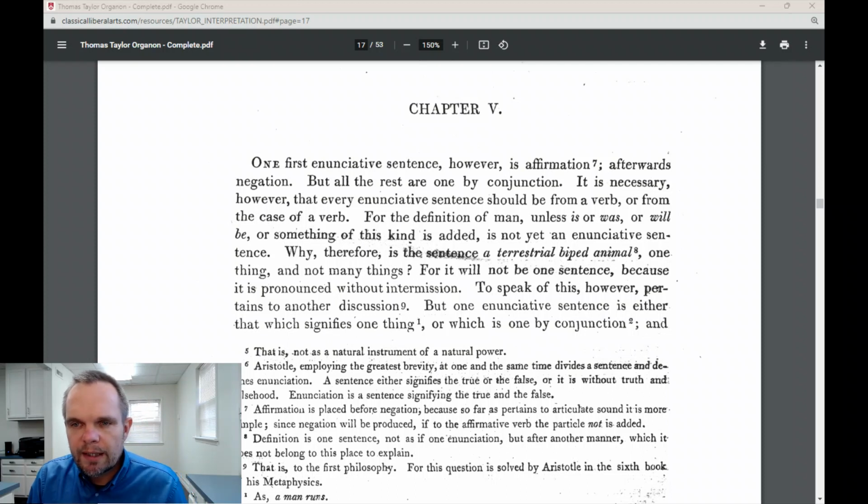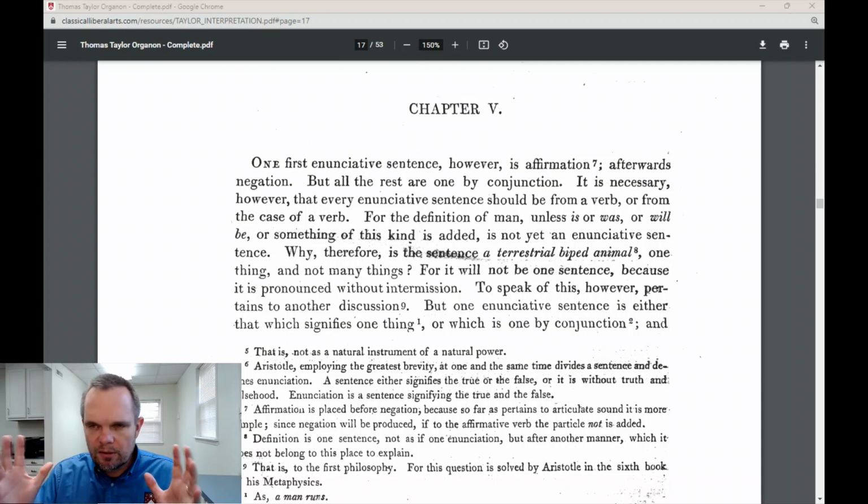Aristotle begins and says, "One first enunciative sentence, however, is affirmation, afterwards negation, but all the rest are won by conjunction." And you're going to need to read and reread that line a few times until you really get your mind wrapped around it. But the meaning is quite simple. The translation is questionable at best, but let me read it again. "One first enunciative sentence is affirmation, afterwards negation, but all the rest are won by conjunction."